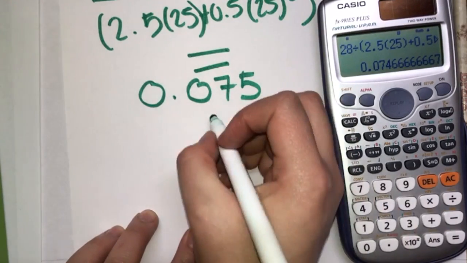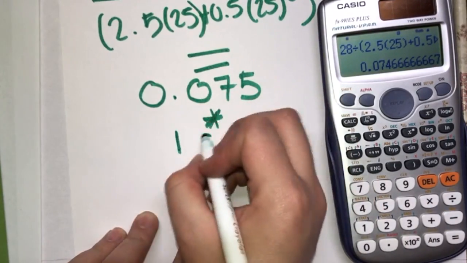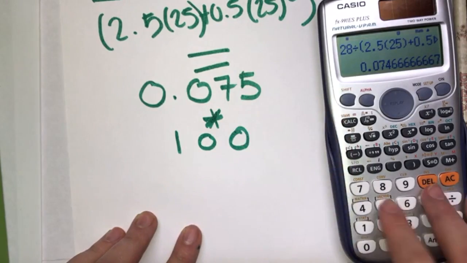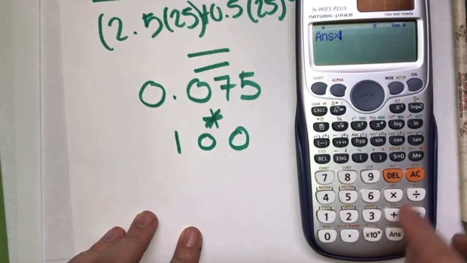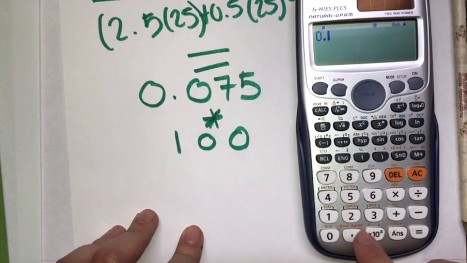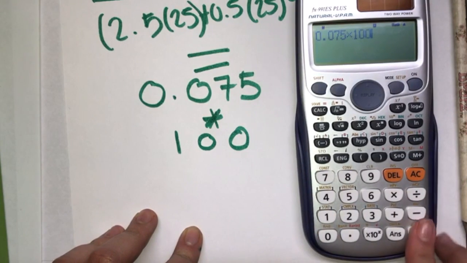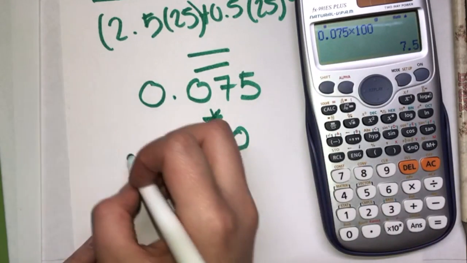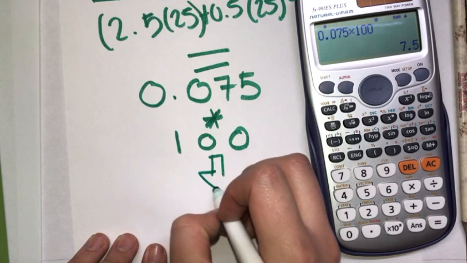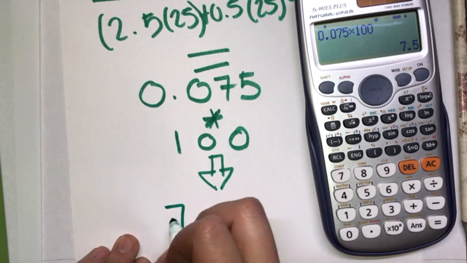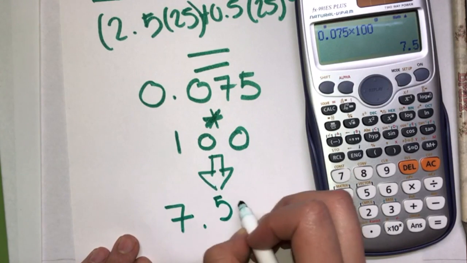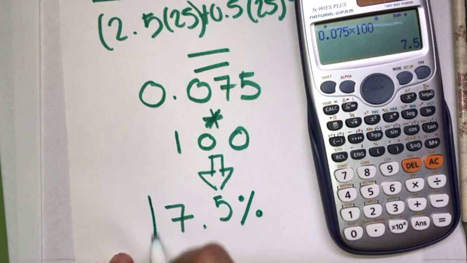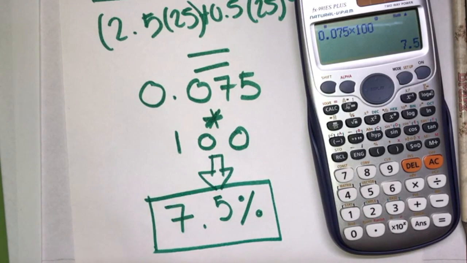Then we need to multiply it by 100. So 0.075 times 100 is 7.5. 7.5%, and that is the percent of change.